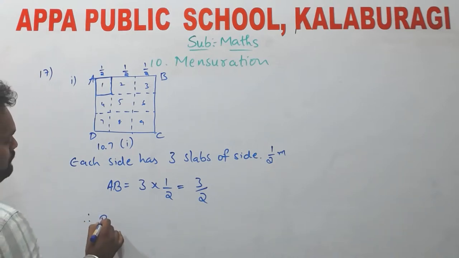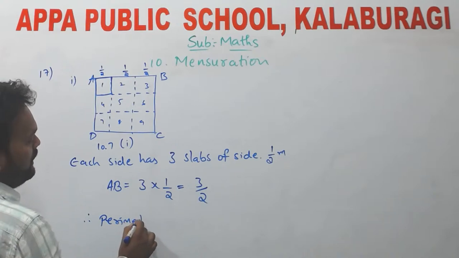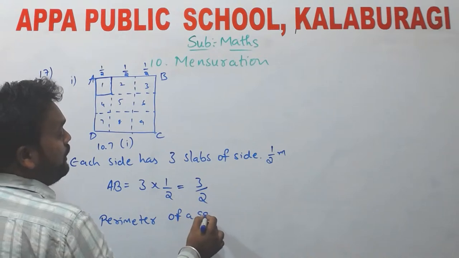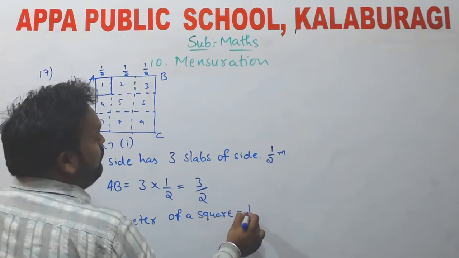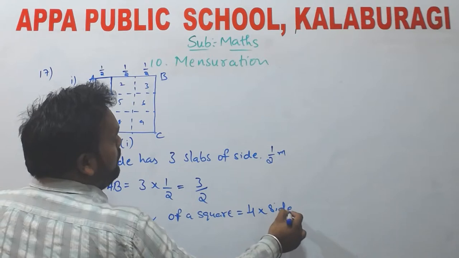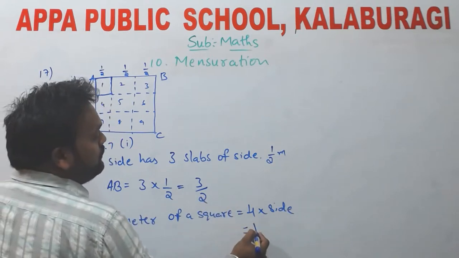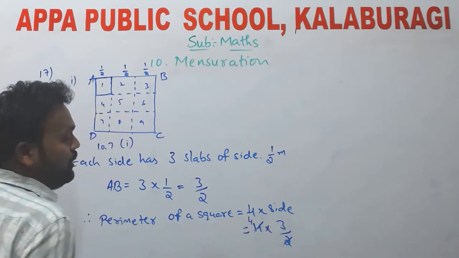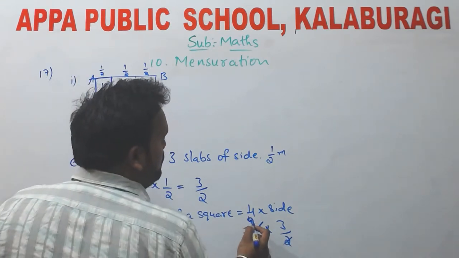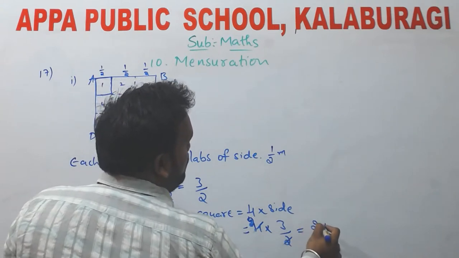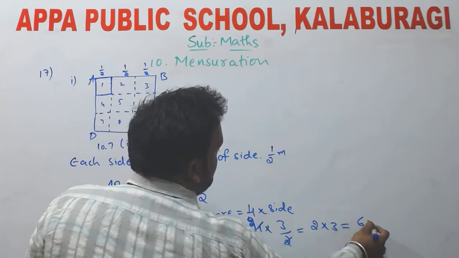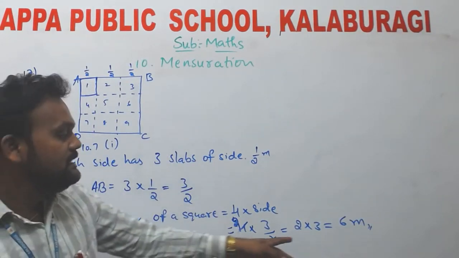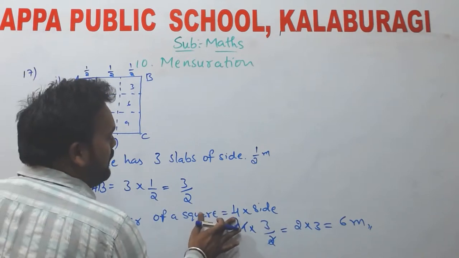Okay. Next is, what is the perimeter of the arrangement? Now, the arrangement is in the form of a square. Perimeter of a square, you know, is 4 × side. Now we got the side value: how much? 3/2. 4 × 3/2. If you do cancellation from the two tables, 2 × 1 = 2, 2 × 4... now we get 2 × 3 = 6 meter. What is the perimeter of this arrangement? 6 meter.